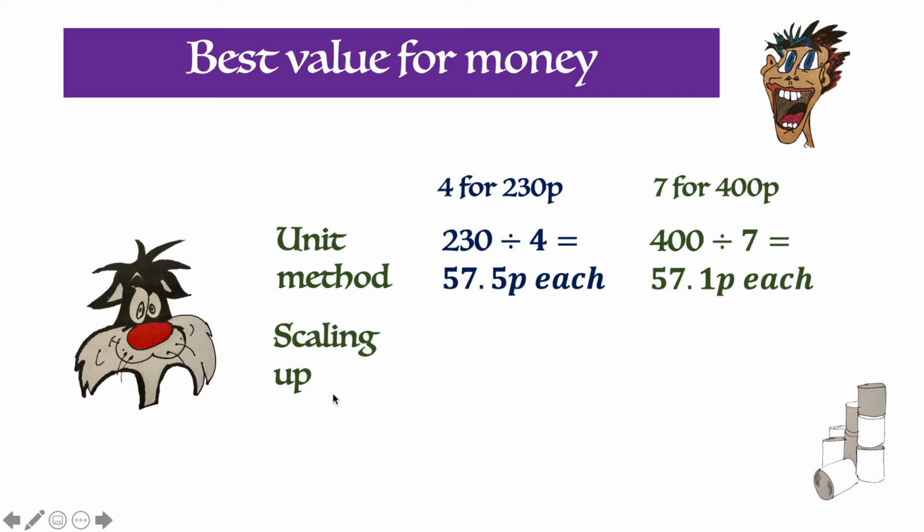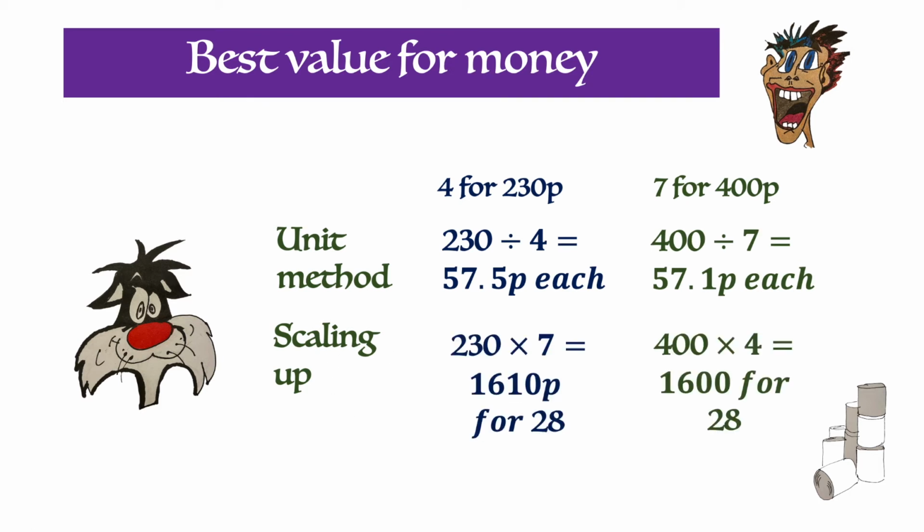What about the scaling up method? Can we show the same? Is it easier? Well, for this method, I could find the lowest common multiple of 4 and 7, and I could go about that. Or if I want to be really simple, I'm simply going to say I'm going to buy 7 lots of that and 4 lots of that, because that gives me 28 of each category.